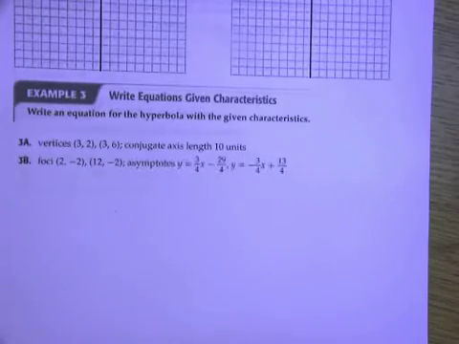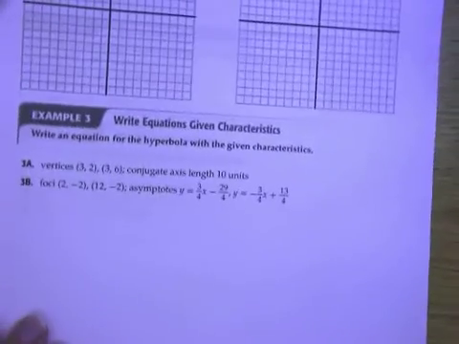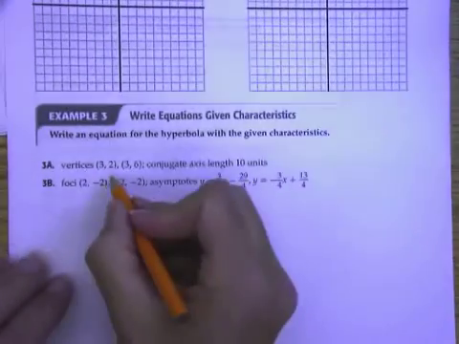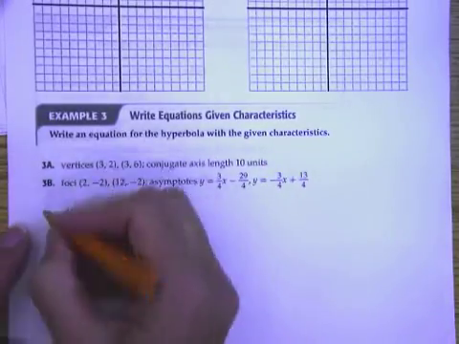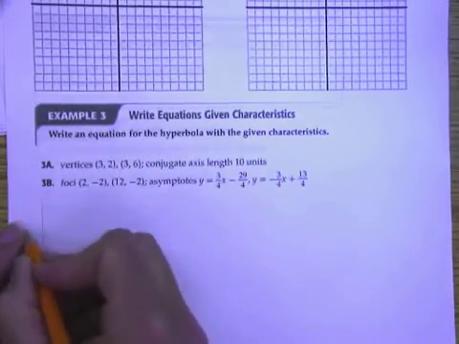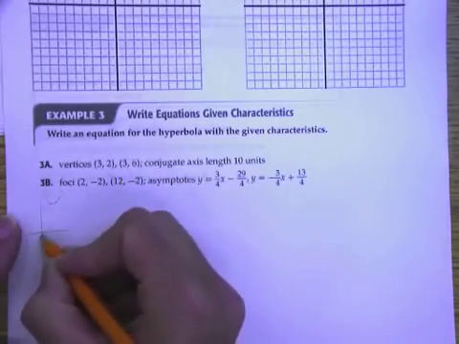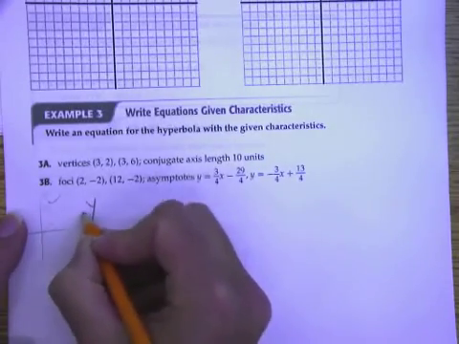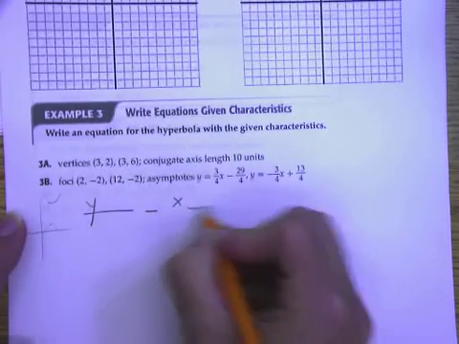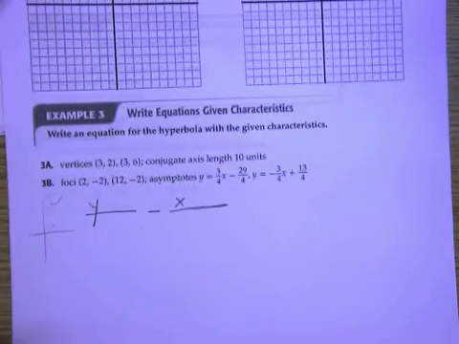In example 3, we're writing the equation for the hyperbola. So we know the vertices. Maybe it's a good idea for us to sketch this out. 3, 2, 3, 6. That means it's opening vertically. So I know my equation will be y first and then x. Well, what else goes in those numerators?